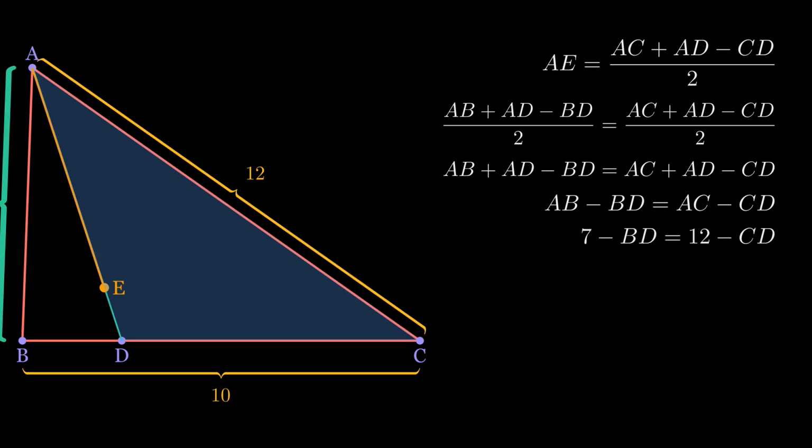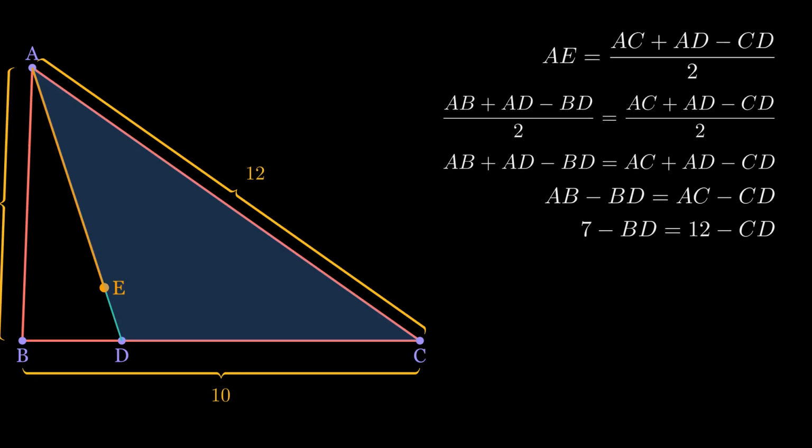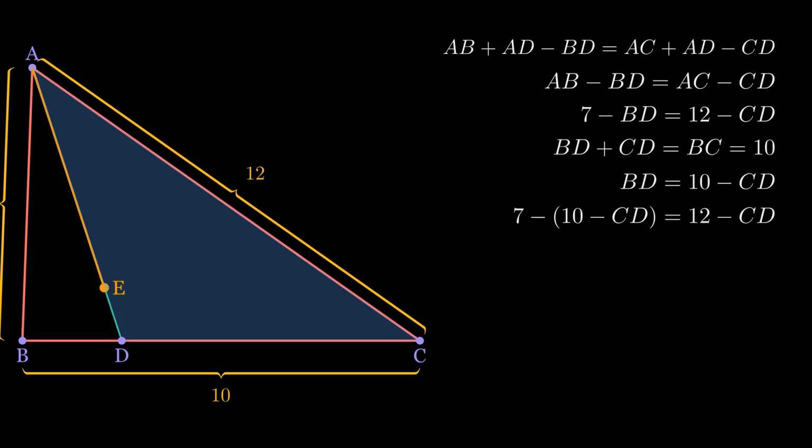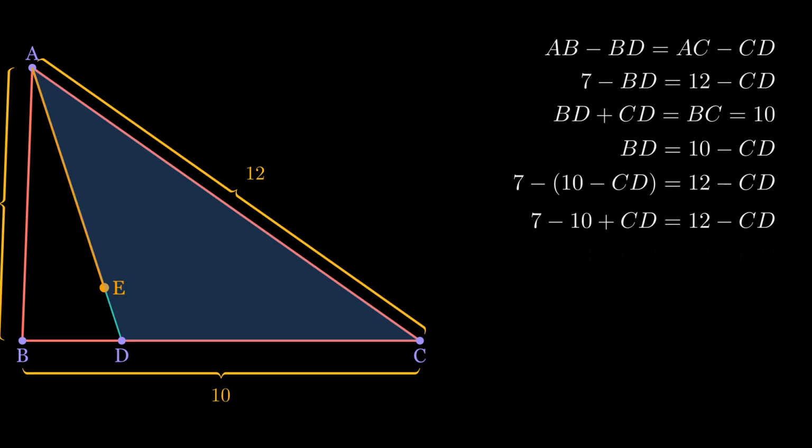Now, we can substitute what we know. AB is 7 and AC is 12. Since point D lies on segment BC, we know that BD plus CD equals BC, which is 10. From this, we can express BD in terms of CD. Now we substitute this expression for BD into our constraint equation. Let's expand the left side of this equation. Simplifying the left side, we get negative 3 plus CD equals 12 minus CD.